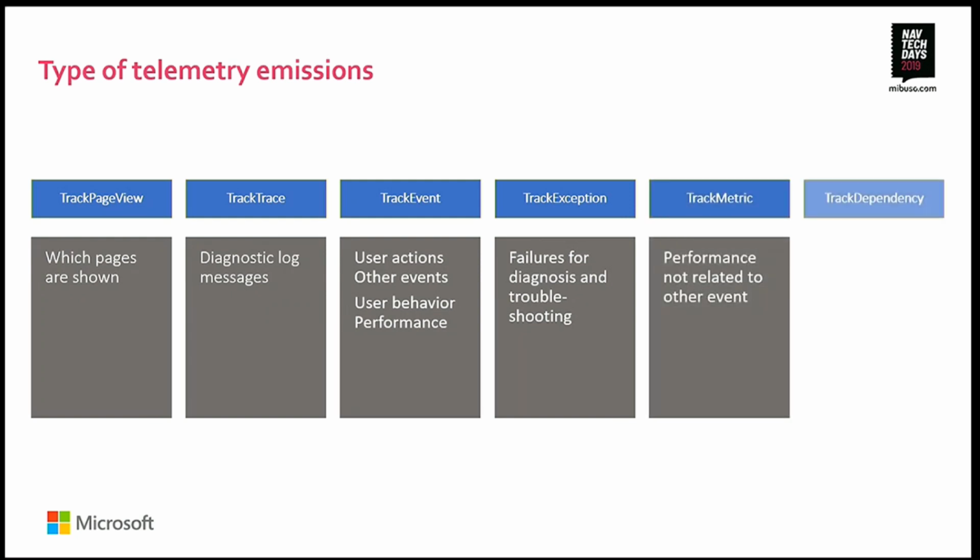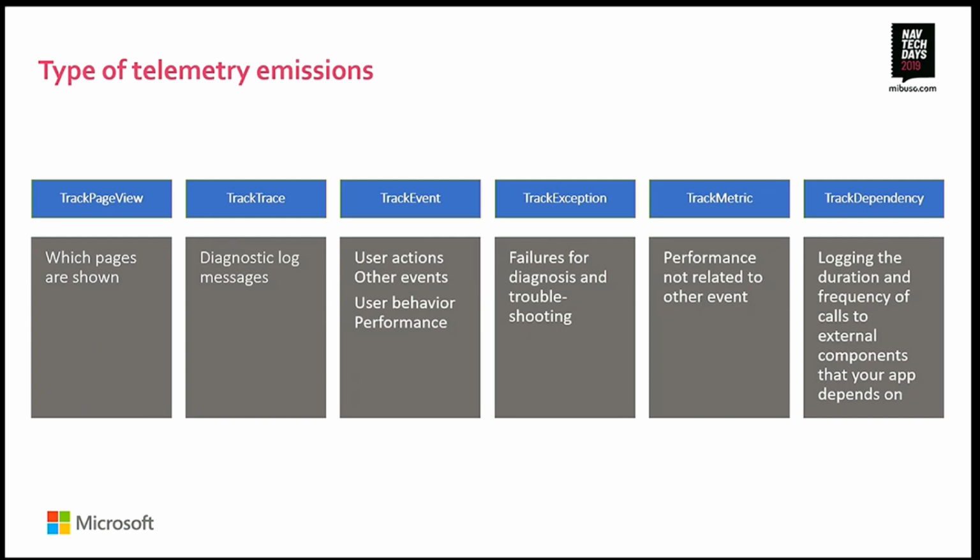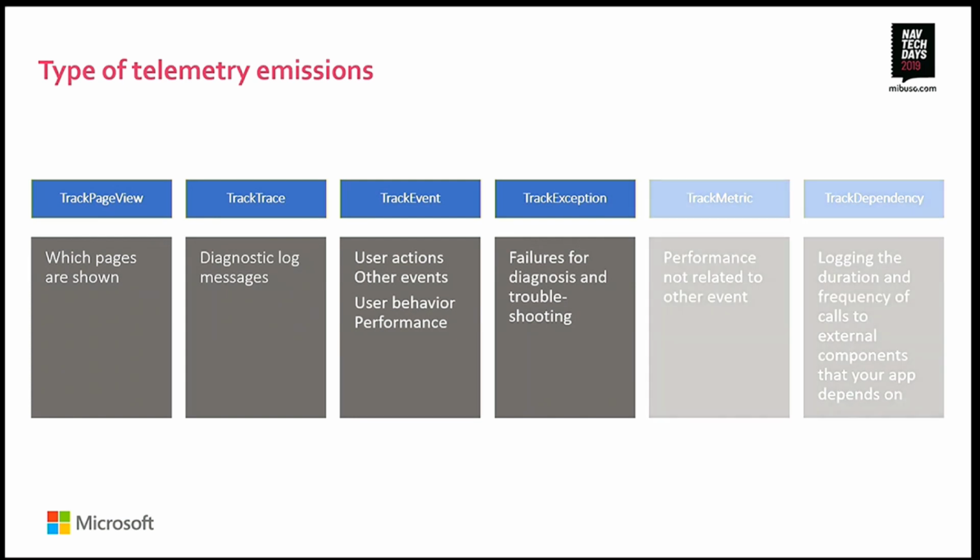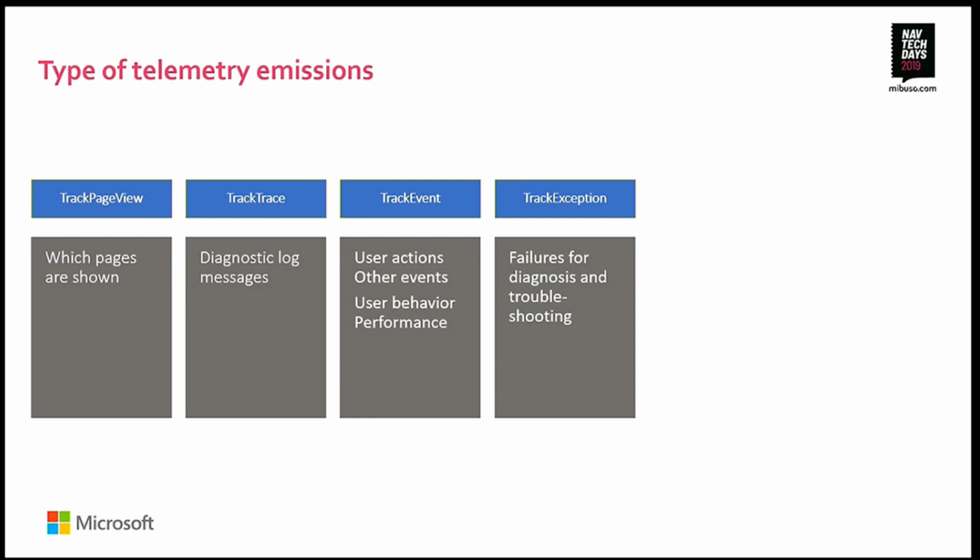The two last events I won't talk too much about, because they are more for tracking certain metrics which are not performance related, for example the size of a queue or something that runs in the background. And track dependency is for when you call an external system or an external service; you can use it in App Insights to differentiate what's going on in your own application from what's going on in external services. So I'll focus on the first four, and on GitHub, again, we'll give you some pointers at the end of the presentation. We have a small SDK that implements these four types of emissions for AL.